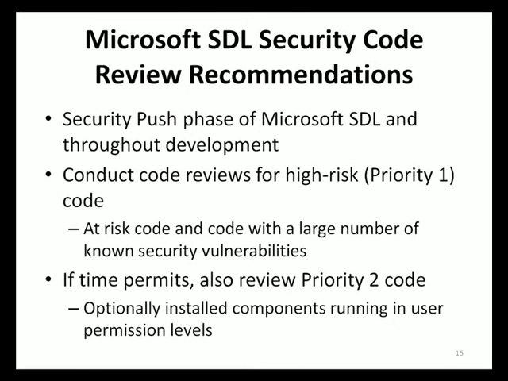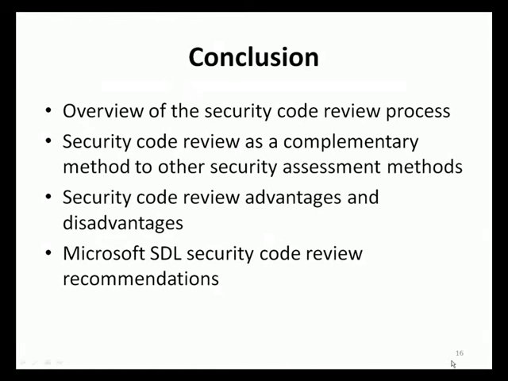If time permits, Priority 2 code should also be reviewed. Priority 2 code is optionally installed code that runs with user privileges. The Microsoft SDL also defines Priority 2 code as any code that does not meet Priority 1 criteria. This concludes the discussion on security code review.